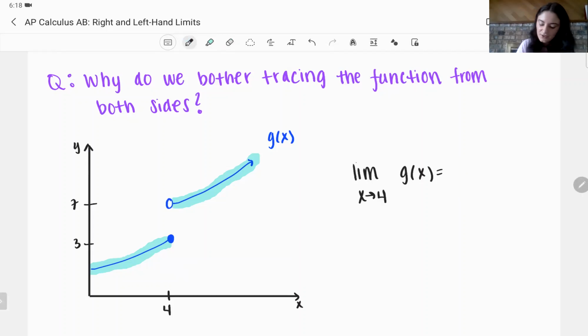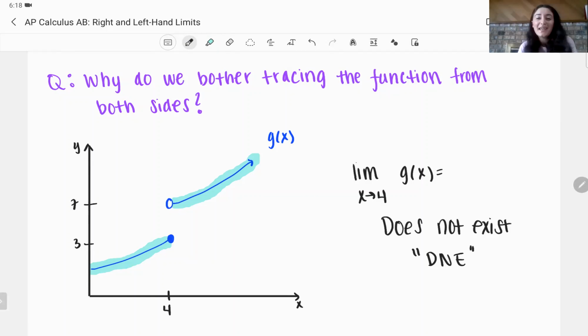It turns out the answer is actually that this limit does not exist. We often abbreviate that as DNE, does not exist. So we actually can't put an answer down. This limit doesn't exist, and the reason for that is because it's not clear if we should pick 3 or 7 as our answer, right? Depending on which side we approach it from, we get a different answer. Therefore, there's no objective way that we can decide whether the answer should be 3 or 7. So this limit doesn't exist.